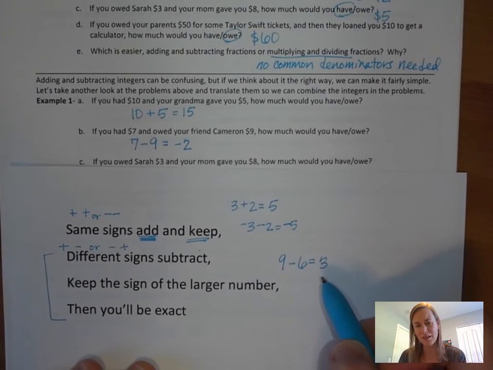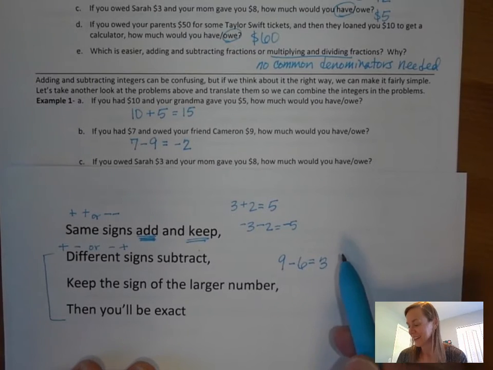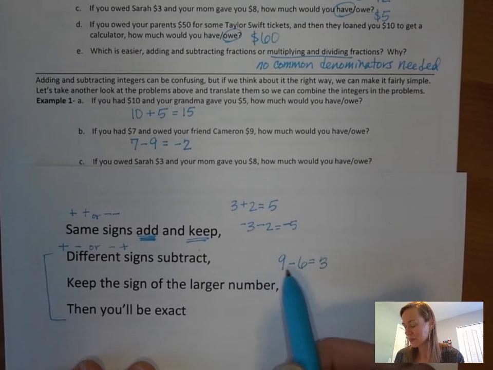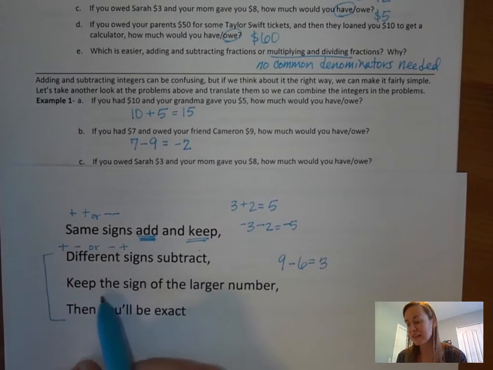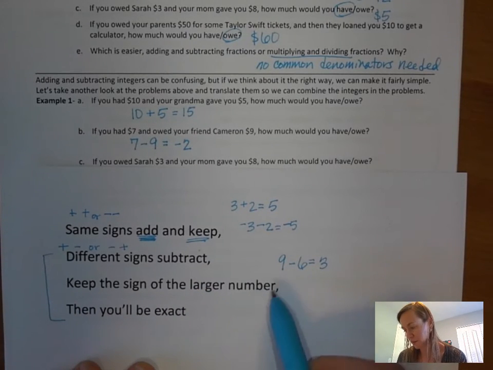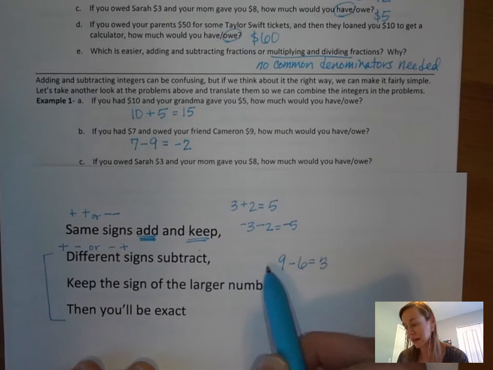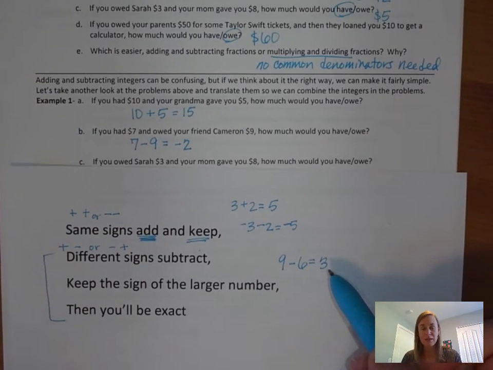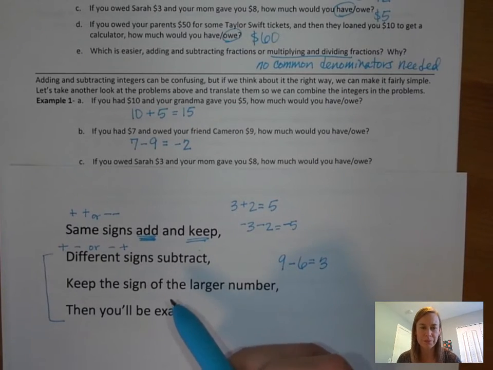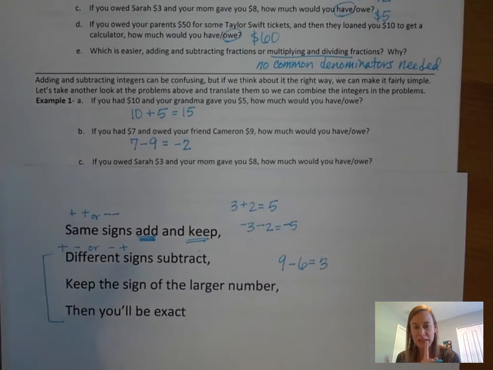Did you know that in kindergarten? I don't know, maybe first grade? You definitely know it now. And so we just subtracted because there are different signs. Now we go to our next line. Keep the sign of the larger number. So which one's bigger? The 9 is the bigger number, so we're going to keep the positive that is on that 9. So that means it's positive 3, which you already knew, but we're just talking through it with these rules.